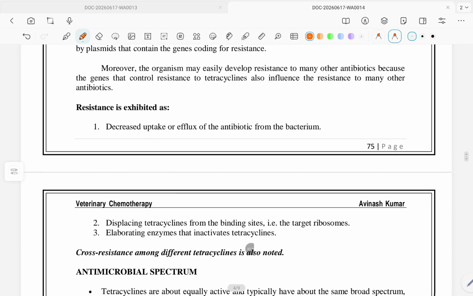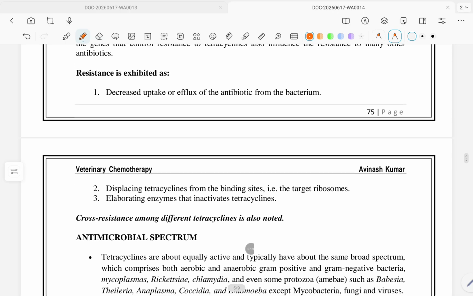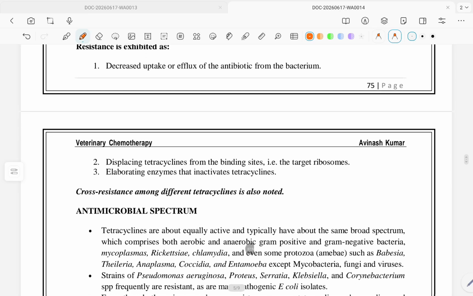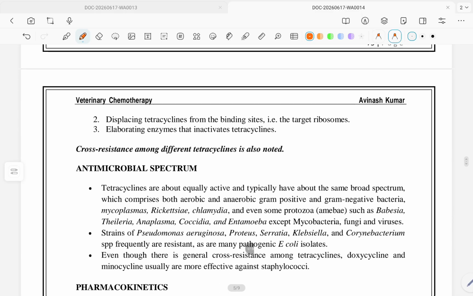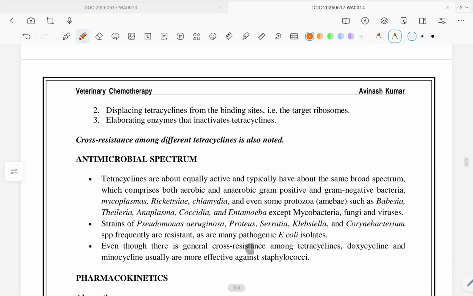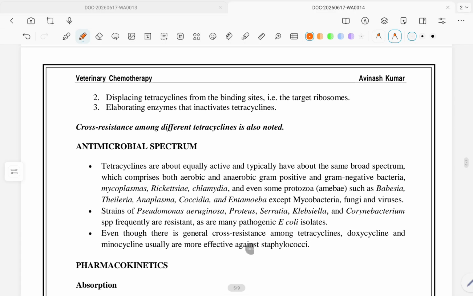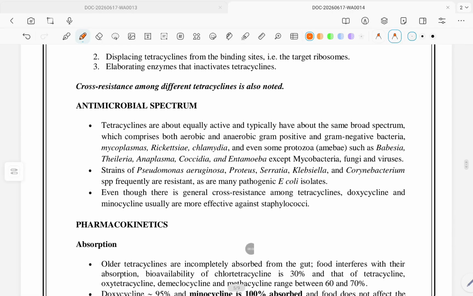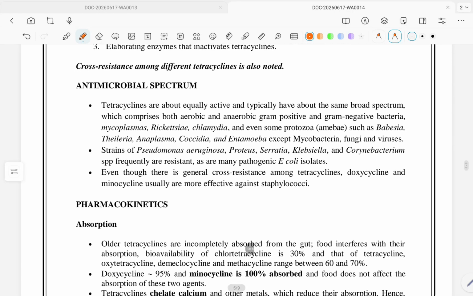Resistance is exhibited as decreased uptake or efflux of the antibiotic from the bacterium, displacing tetracycline from the binding site, for example, altering the target ribosome, and elaborating enzymes that inactivate tetracycline. Cross resistance among different tetracyclines is also noted. Antimicrobial spectrum.